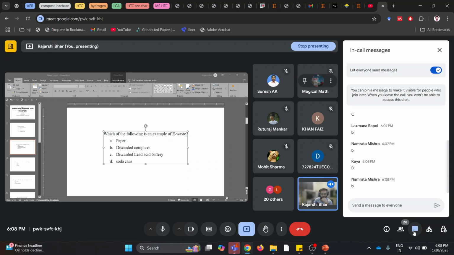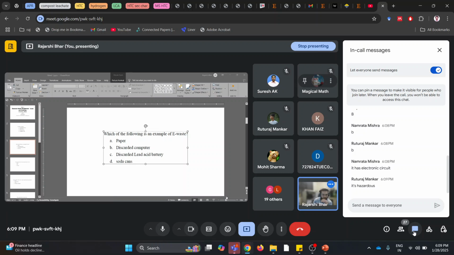So I can see that most of you are going for option B, discarded computer. So any idea why not option C? Any guesses? It is very simple to even guess. Those who don't have prior knowledge of what is hazardous waste, just go by the term hazardous waste and visualize the components of the battery or whatever it is, you will get an idea.